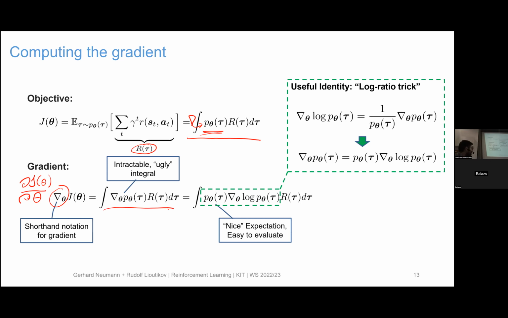But now what I end up with is an integral that is not an expectation anymore, because this is not a density, isn't it? It's a derivative of a density, which is not a density. I can compute expectations with samplers, but this one is not an expectation. I cannot sample.